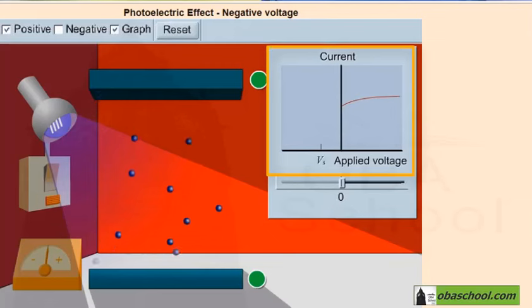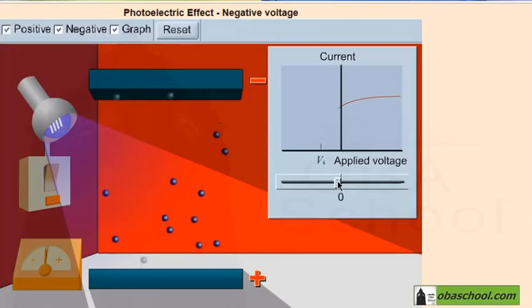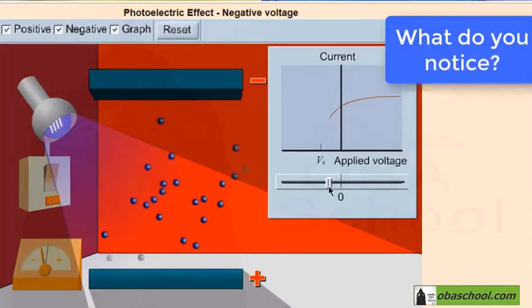Next, we check the negative box and we will move the slider just to the left of the 0-volt position, then observe the current-voltage graph and the electrons. So what can you notice observing these two?